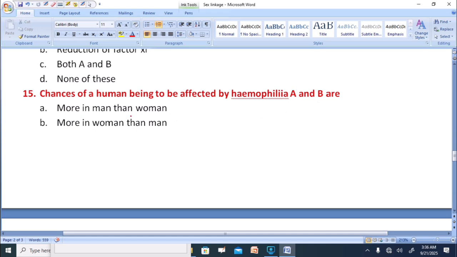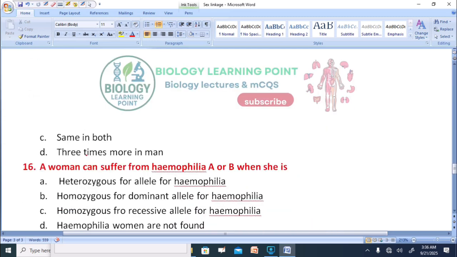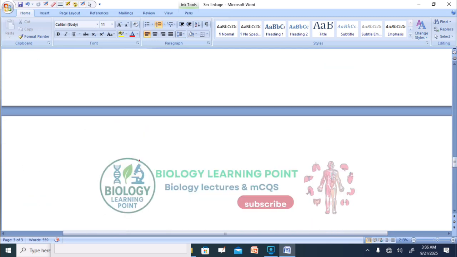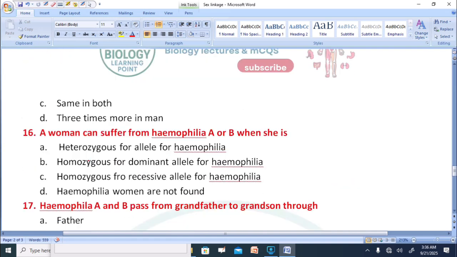The next question: the chances of human beings to be affected by hemophilia A and B are option A more in men than women, option B more in women than men, option C same in both, option D 3 times more in men. So the right option is option A, more in men than women.